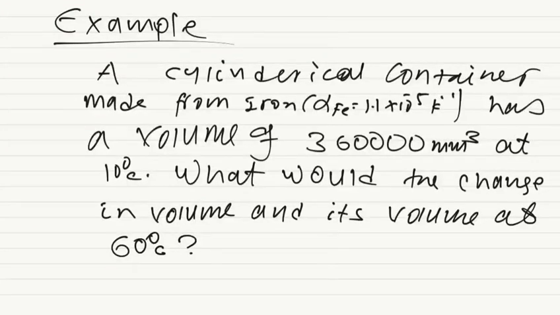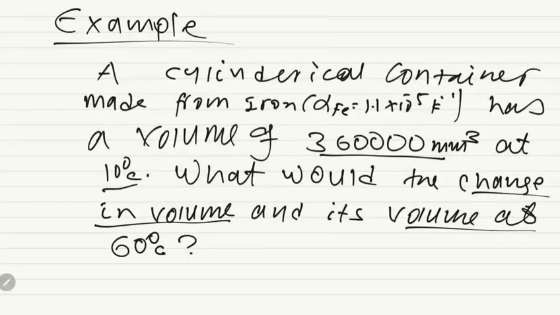Now let's have this example. A cylindrical container made from iron, with coefficient of linear expansion 1.1 times 10 to the power of minus 5, has a volume of 360,000 millimeters cubed at 10 degrees Celsius. What will be the change in volume? We're looking for the change in volume and its volume at 60 degrees Celsius.